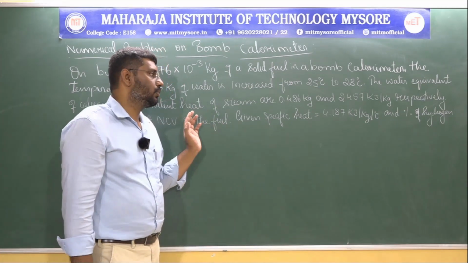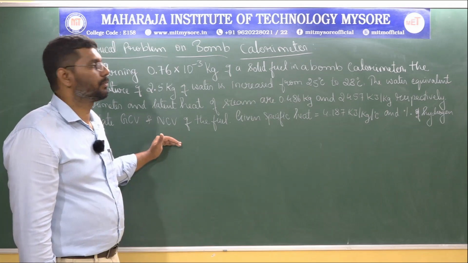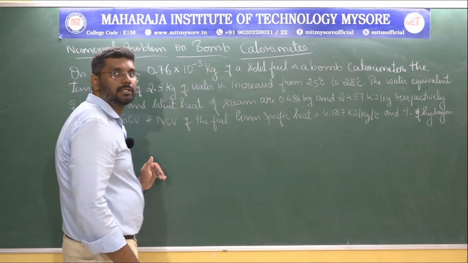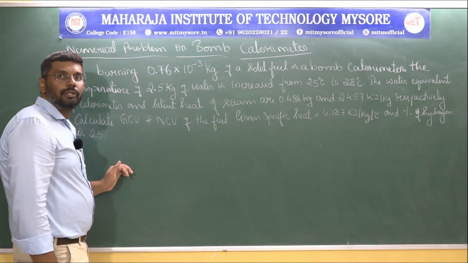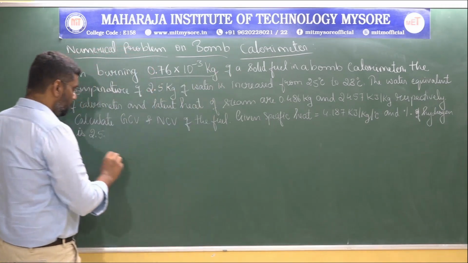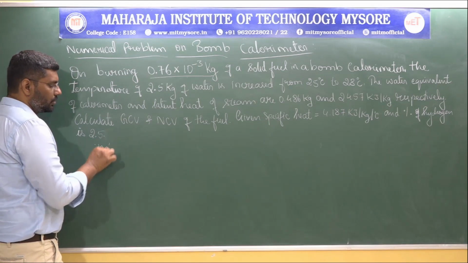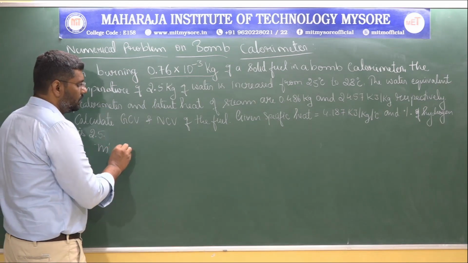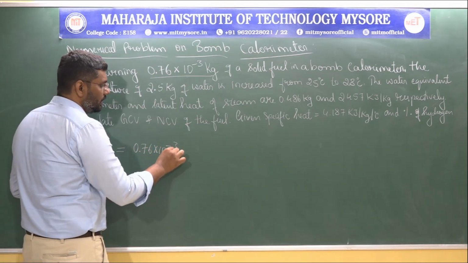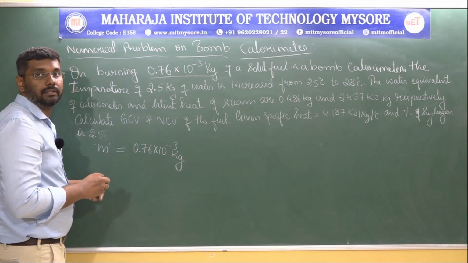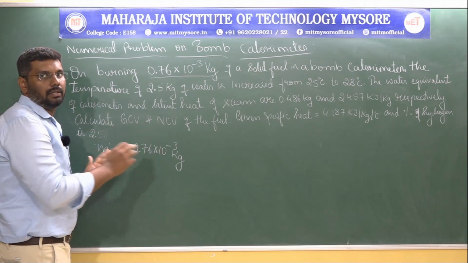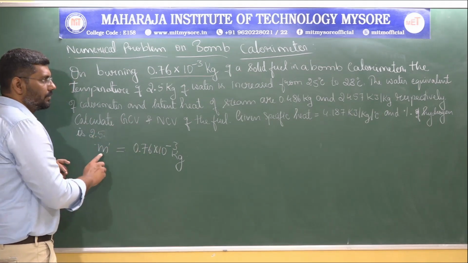Okay, so let us see what the given data is in this particular numerical problem. He is telling, on burning 0.76 into 10 raised minus 3 kilogram of solid fuel. So it means he has given the mass of the fuel, which we express as small m. So mass of the fuel is nothing but 0.76 into 10 raised minus 3 kilogram. This is the given data. First you need to write down all this given data, then apply it to the expressions to calculate GCV and NCV.